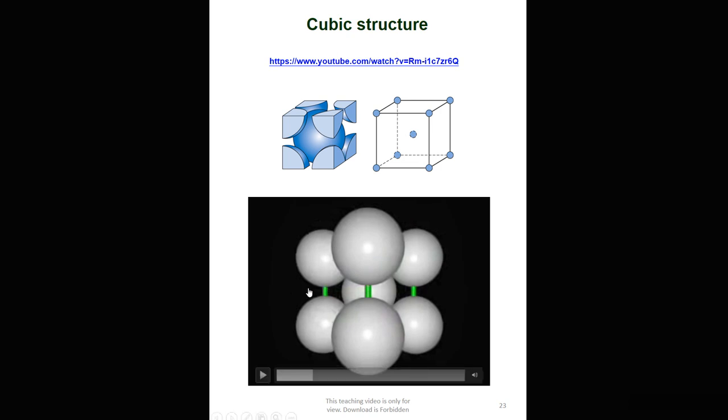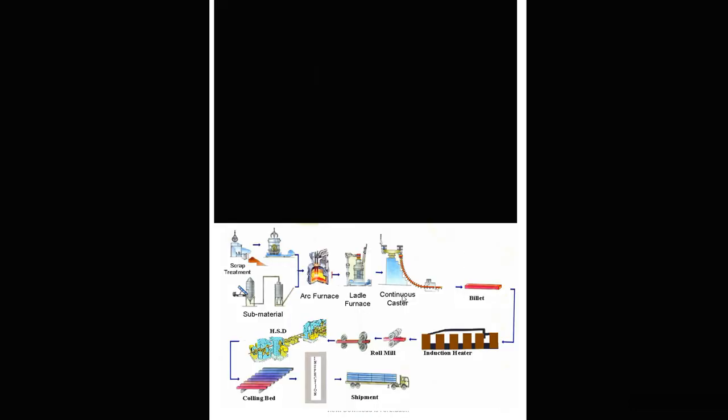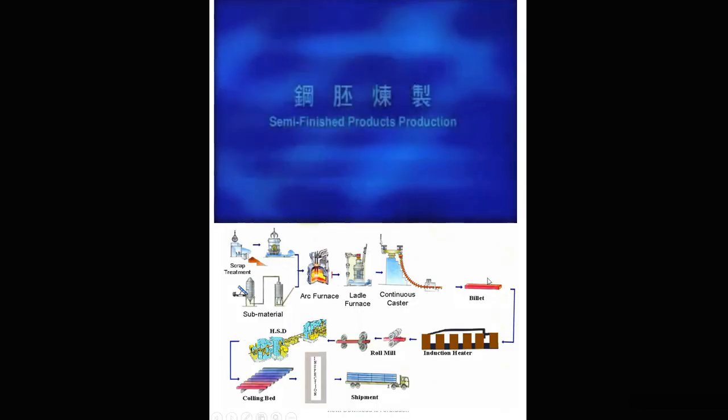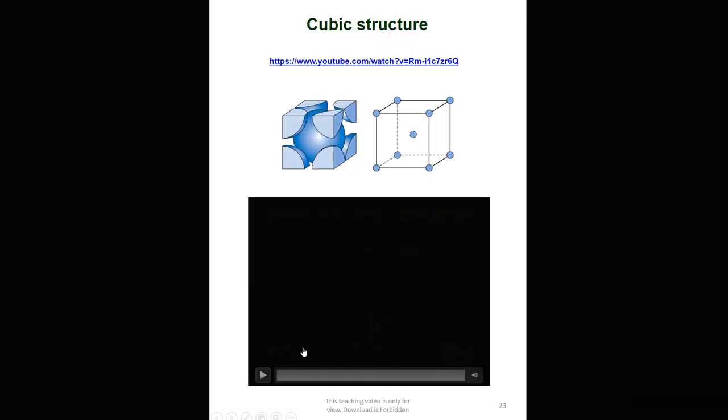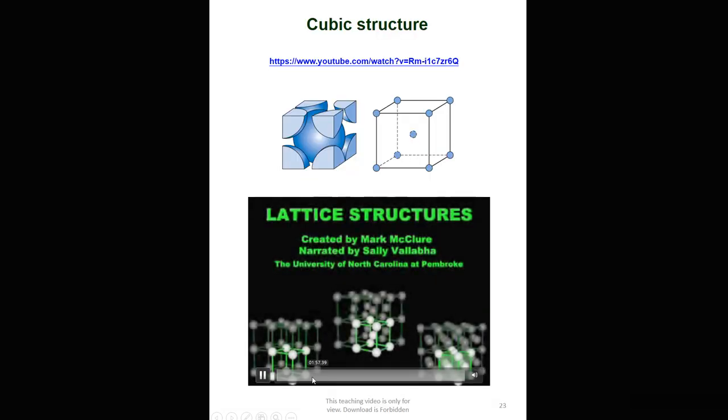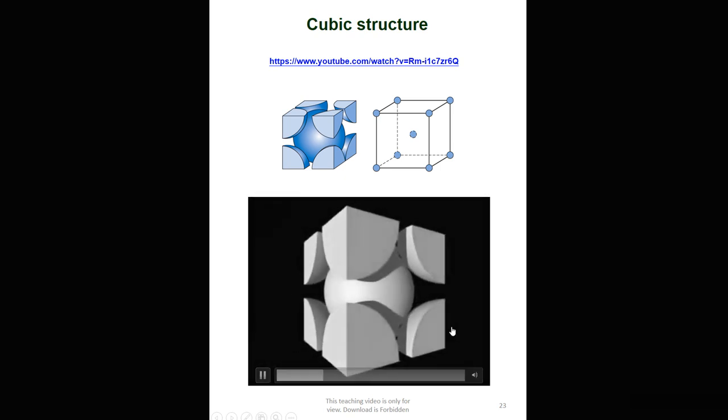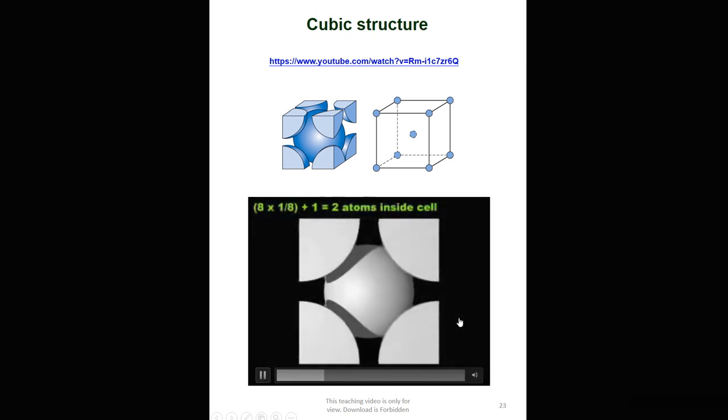You may look at the space during the room temperature. Here is not enough space for carbons. That means here, okay, you may find here. Okay, let's go again. This gives the equivalent of 2 atoms inside the cell.